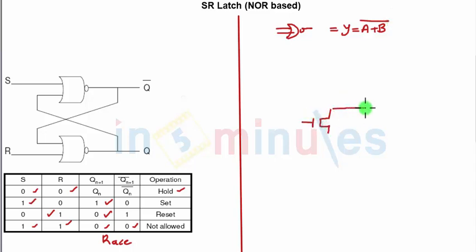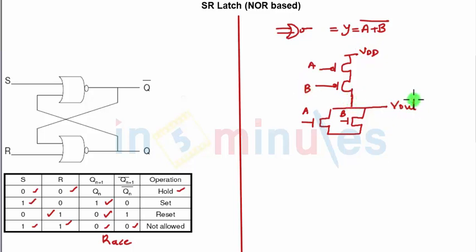is nothing but my pull down network. So here we have A and B in parallel, and pull down is nothing but NMOS. So we have NMOS transistors in parallel for NOR, and the complement of it, nothing but the series connection of PMOS, is nothing but my pull-up network, with A and B, and this is nothing but my output V out. So we have already seen this. This is nothing but a NOR implementation.